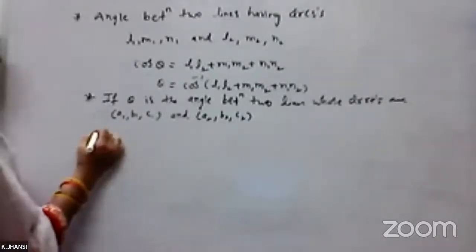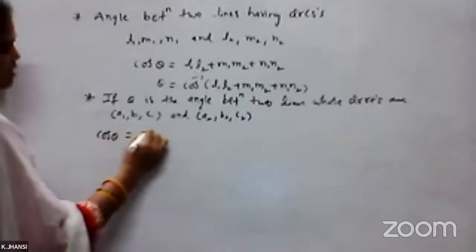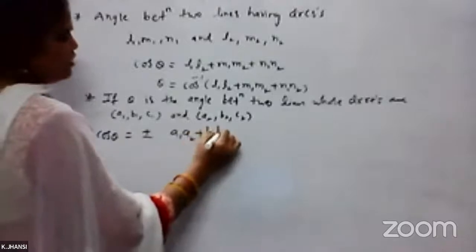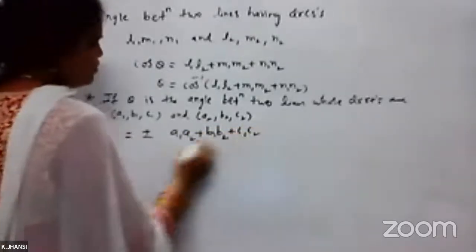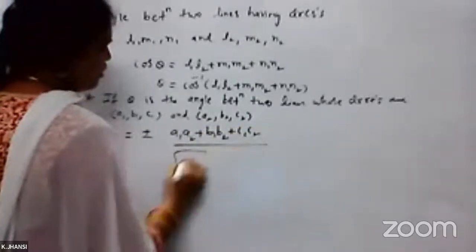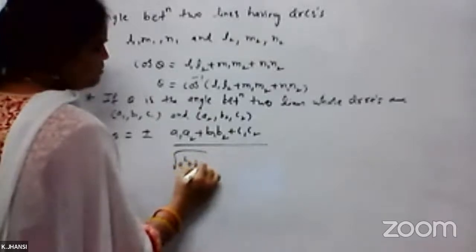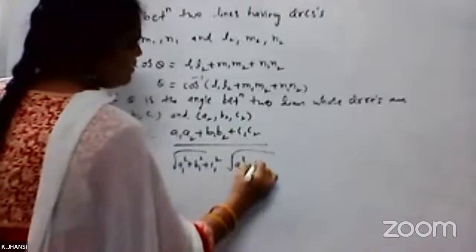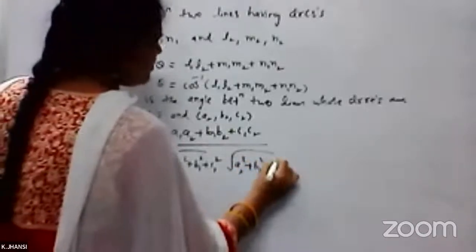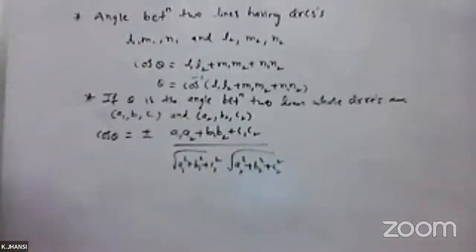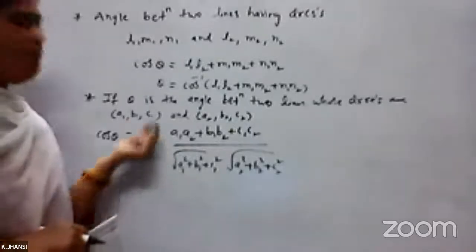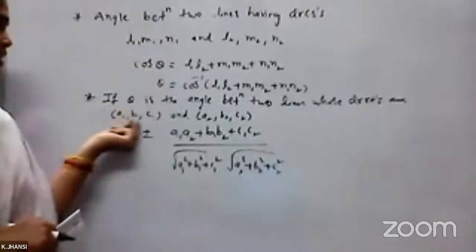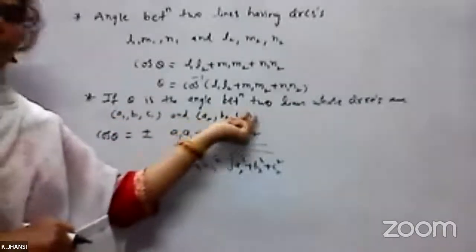You will get cos theta equals plus or minus A1 into A2 plus B1 into B2 plus C1 into C2, divided by the under root of A1 square plus B1 square plus C1 square, into the under root of A2 square plus B2 square plus C2 square. This is the formula when direction ratios are given, that is A1, B1, C1 and A2, B2, C2.